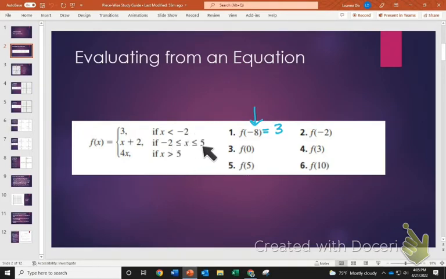Is it between -2 and +5? That is a true statement. So I'm using this equation, x plus 2. I take my x value and plug it into the x. So it'd be 0 plus 2, which equals 2.